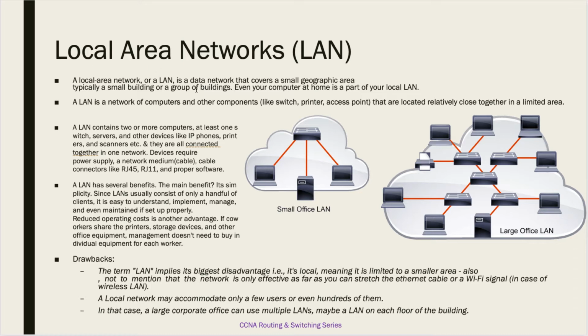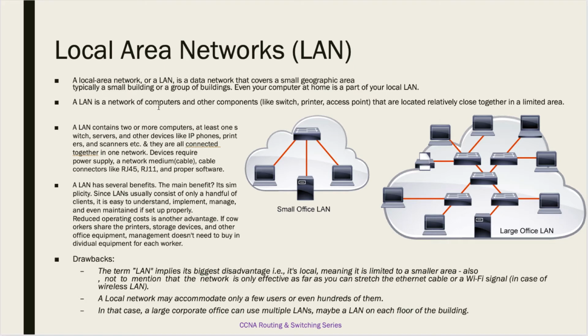The main thing about a LAN is that it covers a small geographical area. Pay attention to the word small here. Typically it is a small building or a group of buildings. Even your computer or PC at home is part of a local LAN. Let's say you have multiple computers at home, or a smart TV, or your phone connected to your wireless router. They also constitute a local LAN.